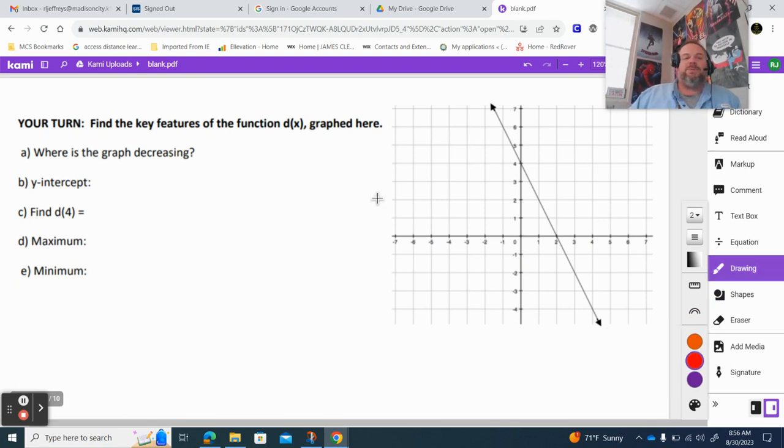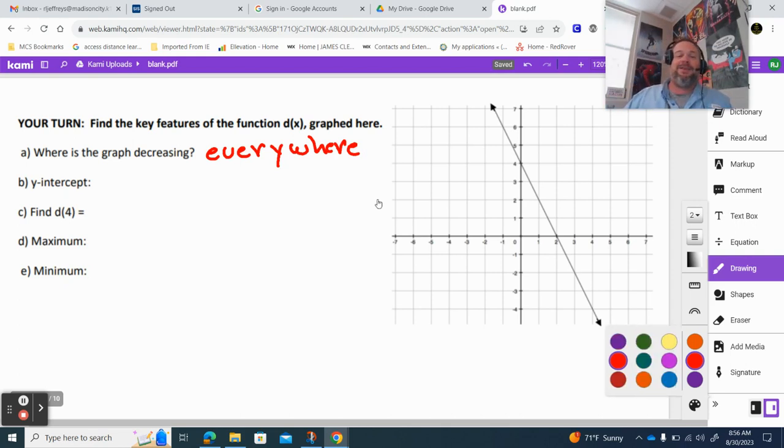So let's look at this one. This is your turn. We're going to do it together because I actually have a sheet for y'all to do later. All right. Where is the graph decreasing? If I was a 10th grade student, I would say this everywhere, because it is the whole thing. It's going down.